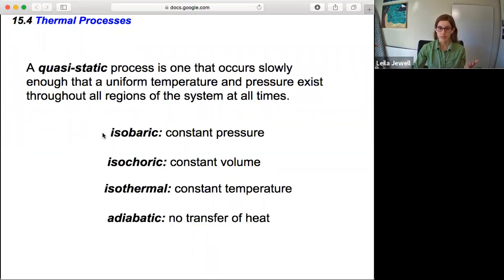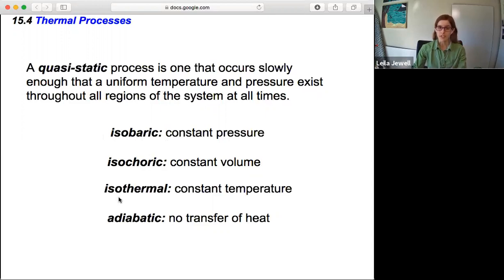So here's the list of them. Isobaric means it's constant pressure. The iso meaning constant, and bar, you can think of that actually used to be a unit of pressure is bar. So isobaric, constant pressure. The pressure is not changing. Isochoric is constant volume. The choric, I think, is another Latin root referring to volume.